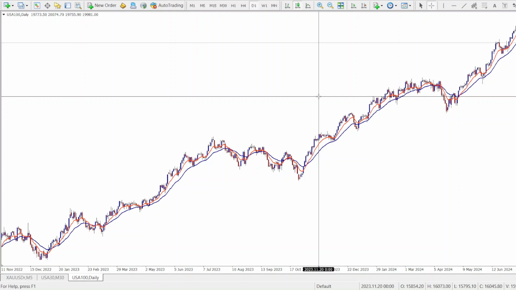So in my opinion, for traders who prefer trading or holding positions for long, you might want to use a longer period, such as the 50 EMA or the 100 EMA. Let us just look at longer periods.